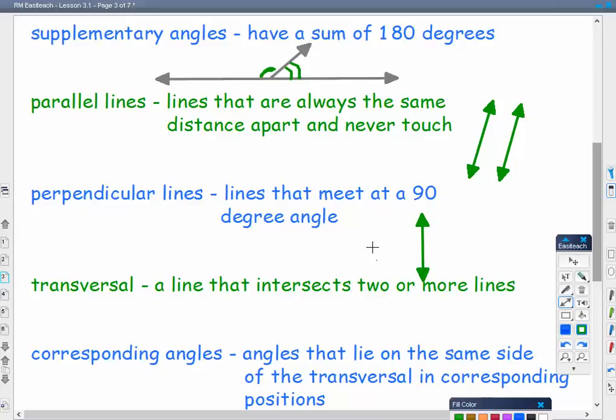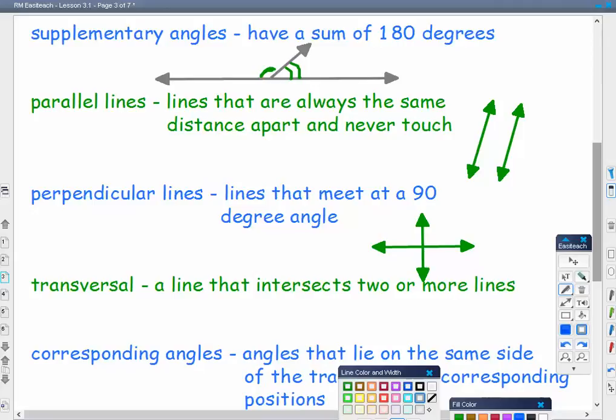Perpendicular lines are lines that meet at a 90-degree angle. Okay, and I would say it's probably a good idea for you to include some of these sketches if you have room in your vocabulary notes as we go. So they've got to meet at a 90-degree angle. That's the symbol for a 90-degree angle. A transversal, remember, is a line that intersects two or more lines.